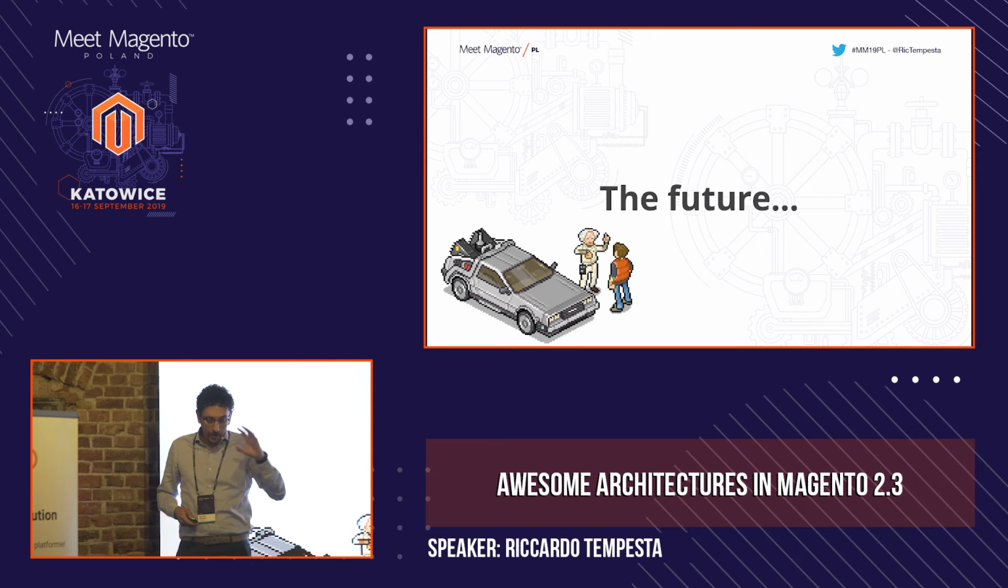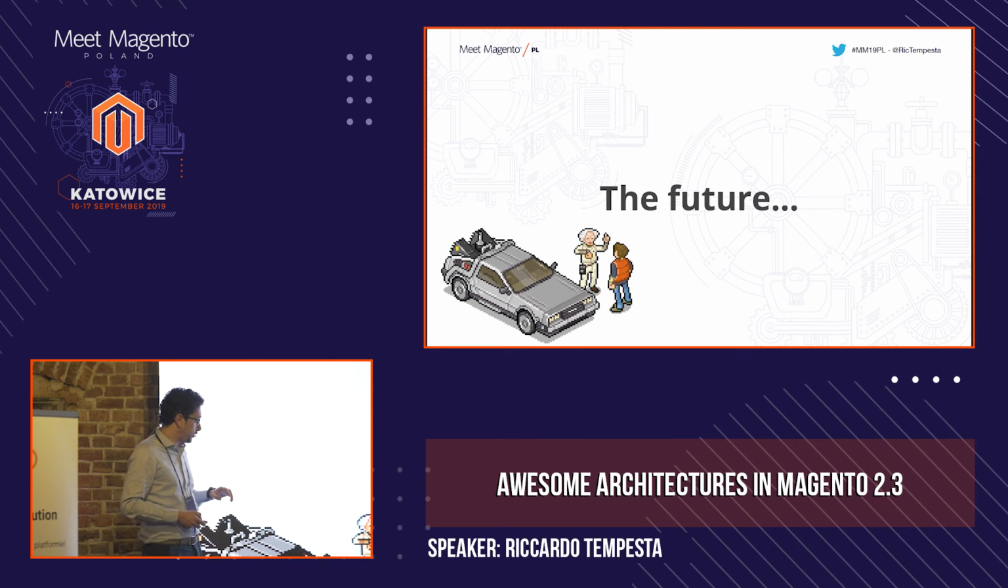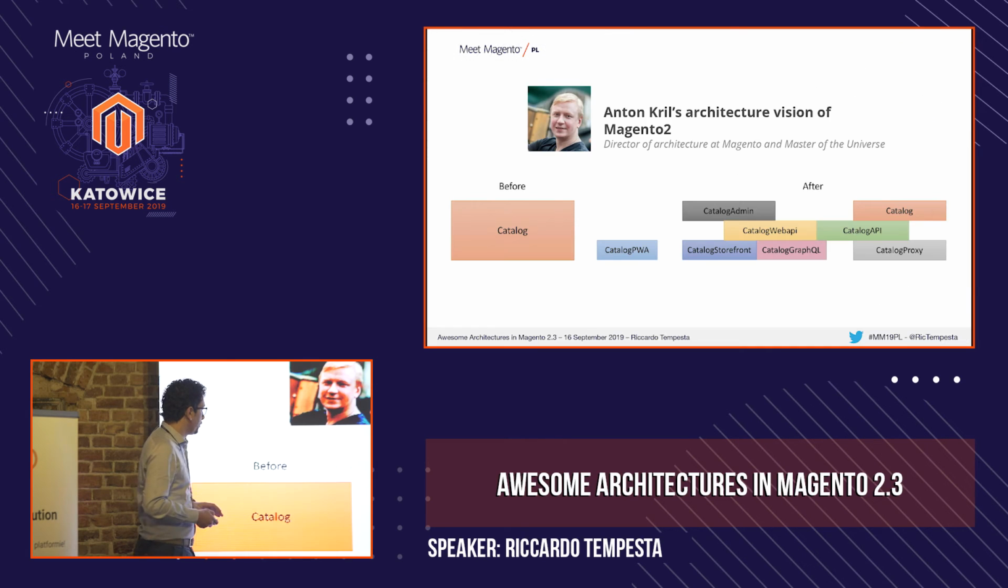So where is Magento going now? You're ready to understand the future of Magento. Well, actually, this is the Anton Kriel vision of Magento 2. I don't know if it's updated, but Anton Kriel is sitting there, so you can ask him directly. He is the director of architecture at Magento and master of the universe. And probably the future of Magento is something like this.